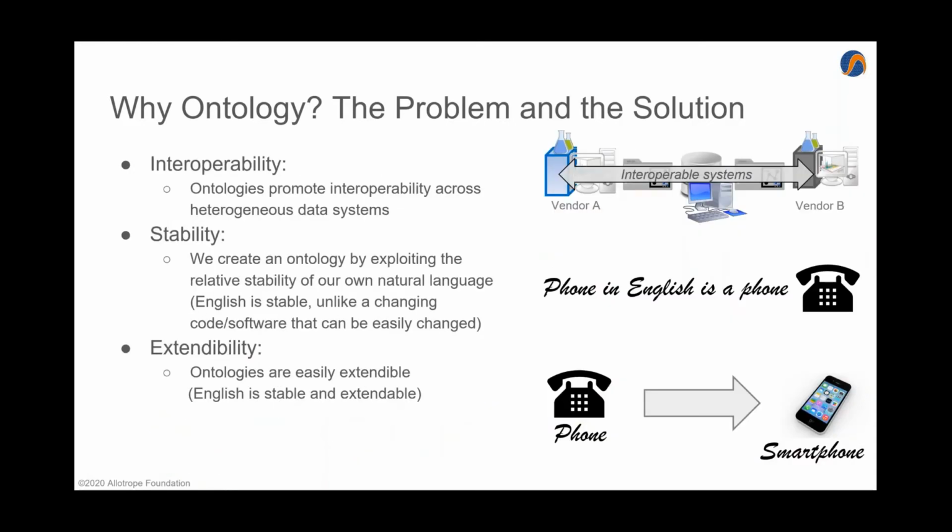So ontologies promote interoperability across heterogeneous data systems, and they provide stability. They provide stability by exploiting the relative stability of our own natural language, English. And it is extendable. We can easily extend a phone to a smartphone.